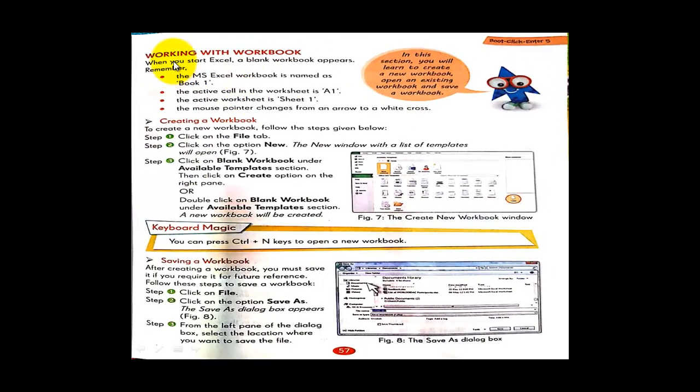Now the next topic is working with workbook. The MS Excel workbook is named Book 1. By default, a blank document or a blank workbook appears when you start Excel. Remember, the MS Excel workbook is named Book 1 by default.